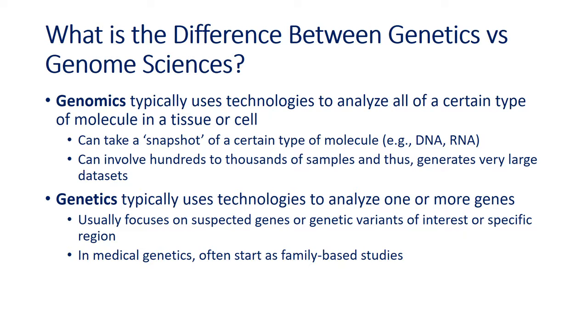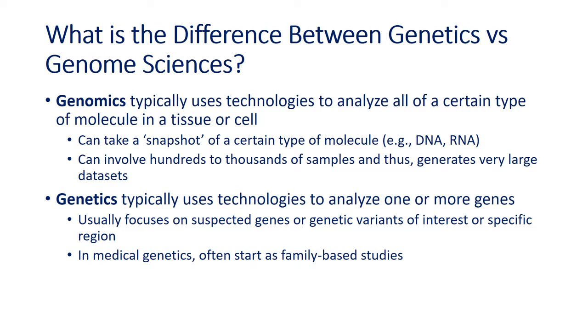What is the difference between genetics and genome sciences? Genomics typically refers to the use of technologies to analyze all of a certain type of molecule in a tissue or cell. For example, a genomic study can take a snapshot of a certain type of molecule, like the entire genome, or it can involve analysis of hundreds to thousands of samples, thus generating very large data sets.